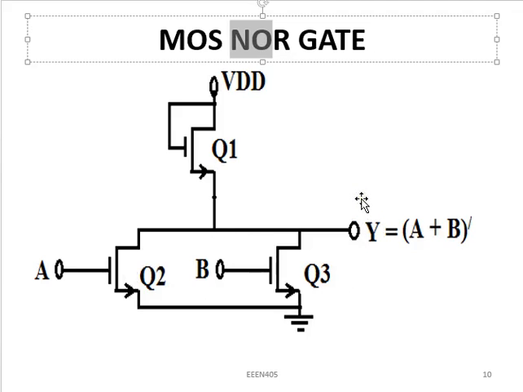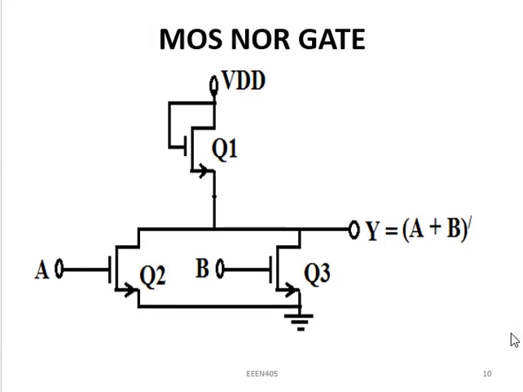So looking at this one, we can say that this one is a NOR gate, because whenever at least one of them is high, the output should be low. It is only when both of them are low that we have high here, and that is exactly the function or the nature of NOR gates.